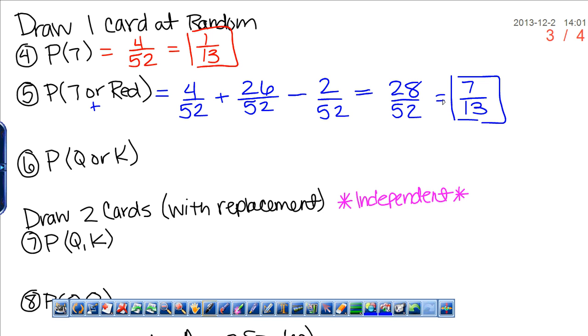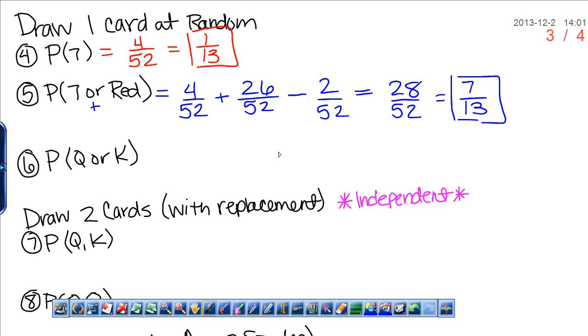Yes, ma'am. If you can, just count all the red and then count what 7 is left? Yeah. If you can do this in your head, say, okay, there's 4 7s and then there's 24 more red cards, and that gets you straight to the 28, that's fine. At some point, though, you just have to take into account that you can't double count.